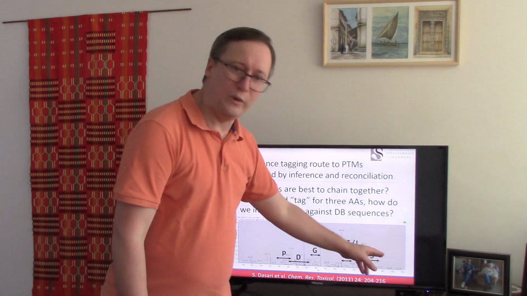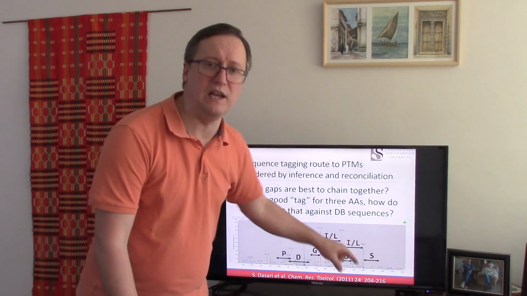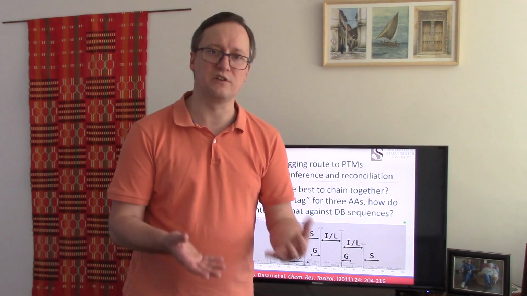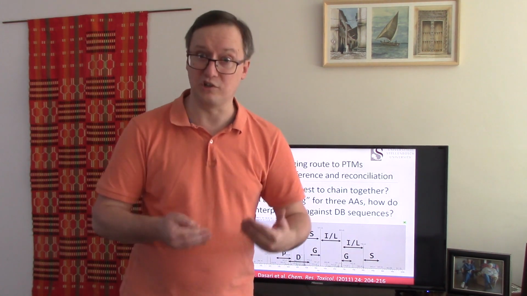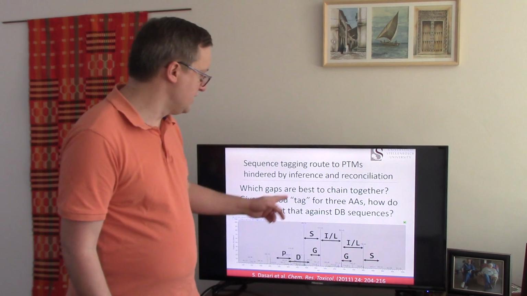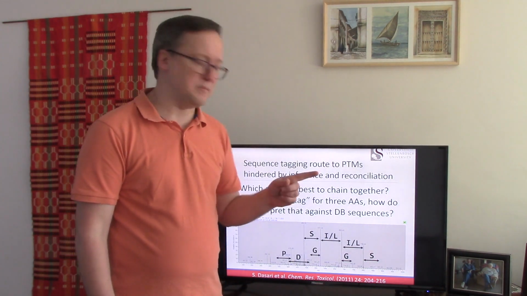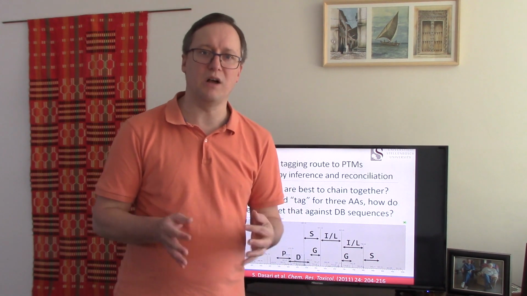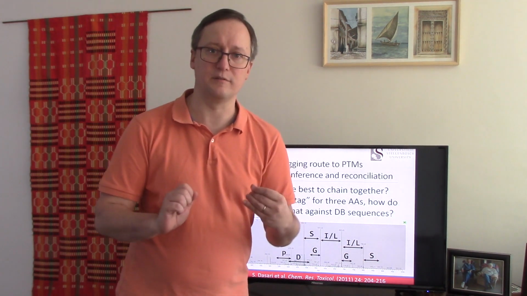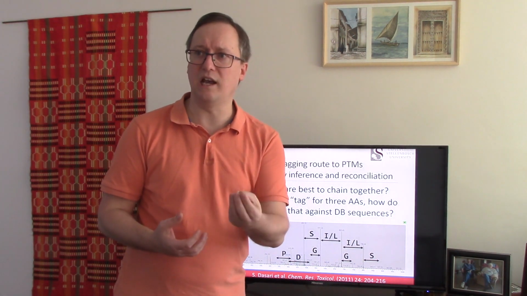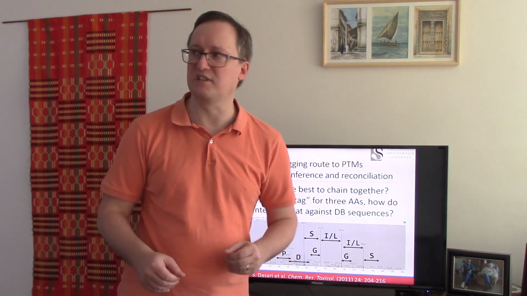So we see that we could walk from peak to peak across this spectrum and infer a partial sequence to give us some purchase on identifying what the rest of the sequence means. So figuring out which gaps are best to chain together to create these tags is the problem of sequence tag inference. The second part of this is interpreting that sequence tag in the context of the sequence database.